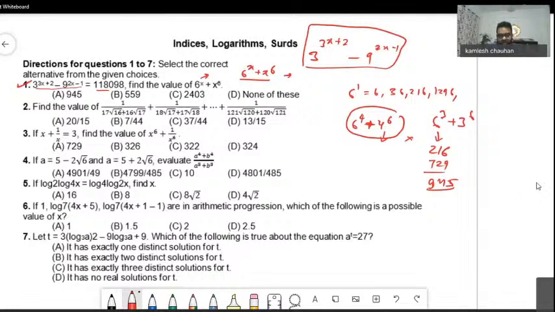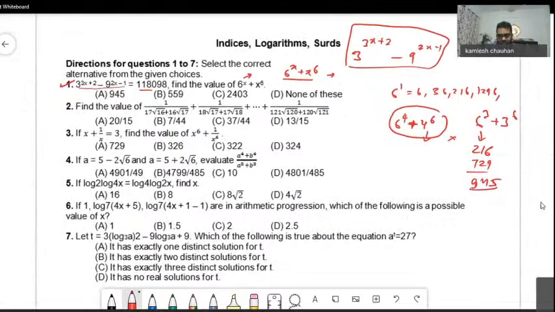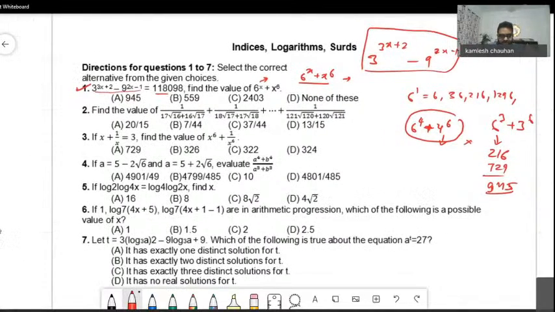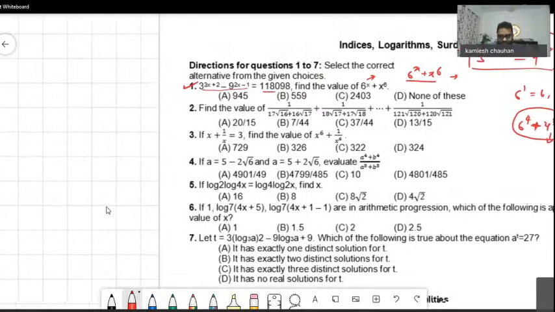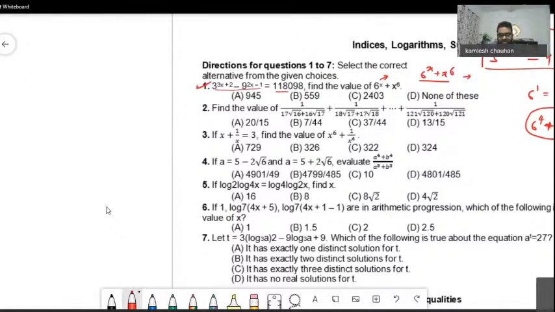Question number 2. Now although this type of question is not asked in CAT, I feel it is quite important because this is a different type of series. Here what we can do is we can take this common in the denominator part. If we do that, we'll get square root of 17 plus square root of 16. Just look at the first part only.